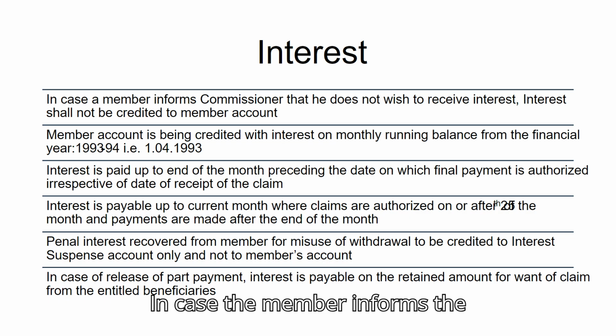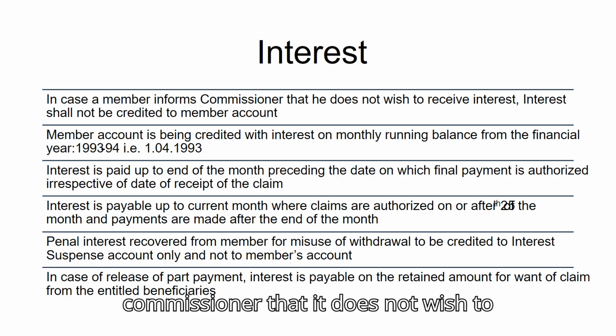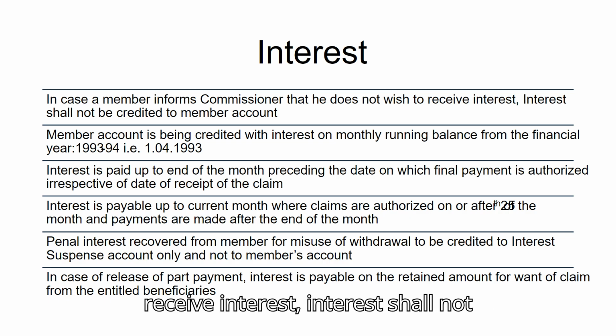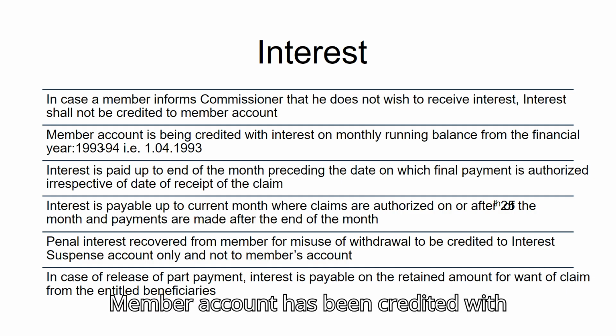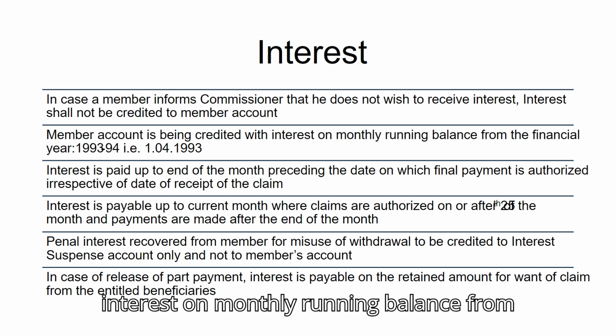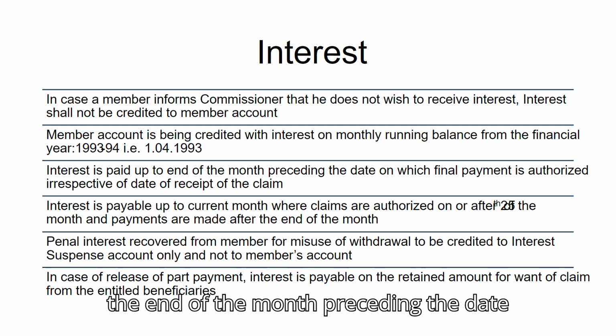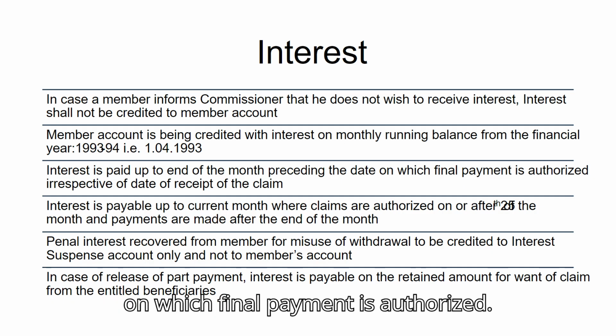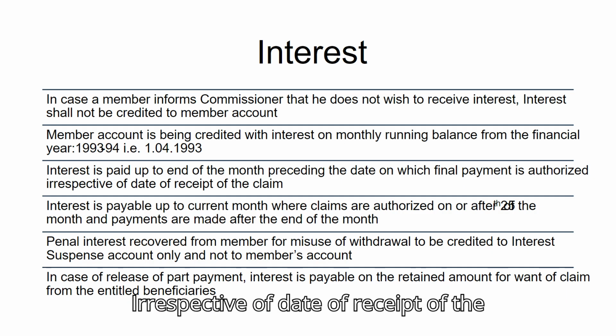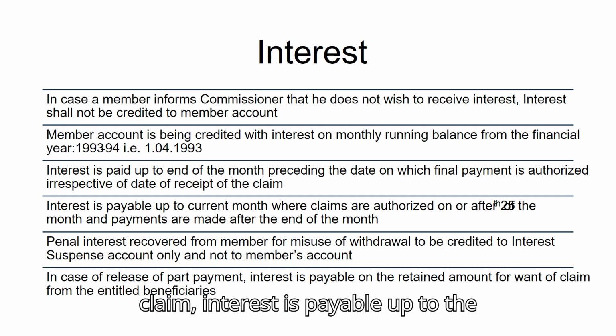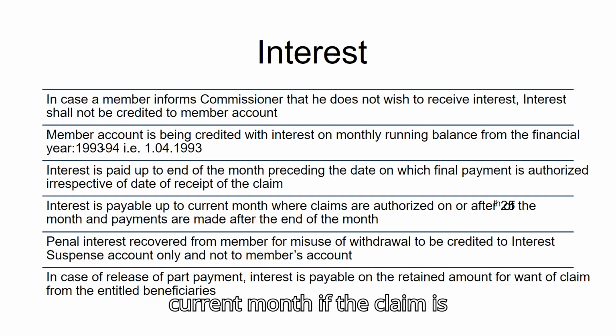In case the member informs the Commissioner that they do not wish to receive interest, interest shall not be credited to the member's account. Member accounts have been credited with interest on monthly running balance from the financial year 93-94, that is from 1st of April 1993. Interest is paid up to the end of the month preceding the date on which final payment is authorized, irrespective of the date of receipt of the claim. Interest is payable up to the current month.